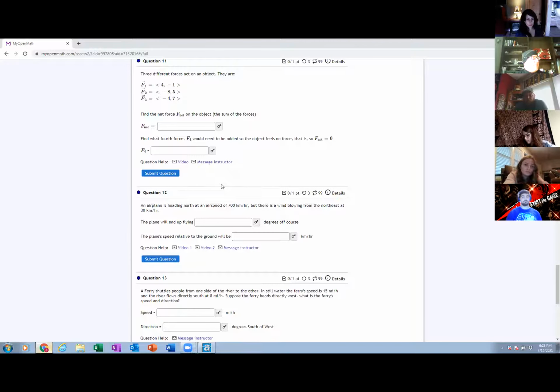So I think the problems I just gave you are better. Let's stare at this one for a second. You should recognize this one. And notice they did everything I just described. Three different forces act on an object. Force one, does this mean something to you now? Four, negative one. Okay, can you draw that? That's just the ordered pair from zero, zero, over four, down one. Oh, draw an arrow. There we go.